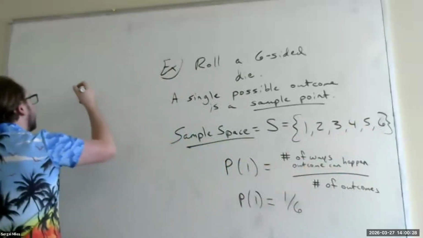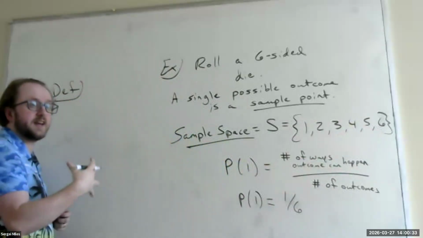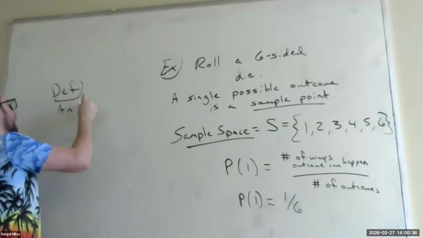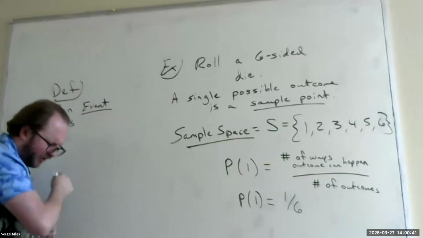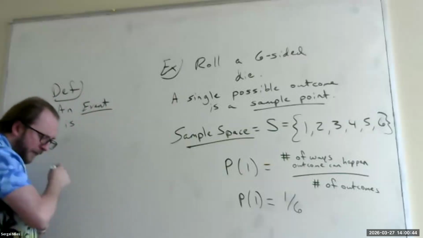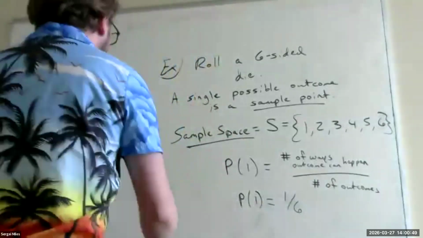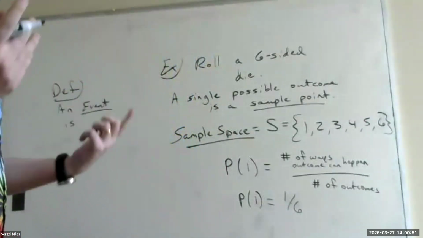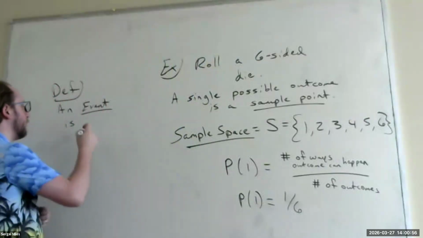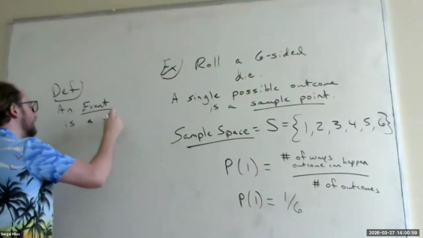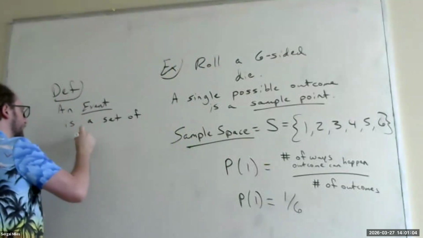So an event is a set of sample points, so it could contain more than one sample point. An event. Ah, hold on, let me make sure the microphone is still connected. It is. All right. So an event is a set of possible outcomes. It's a set of possibly multiple sample points.